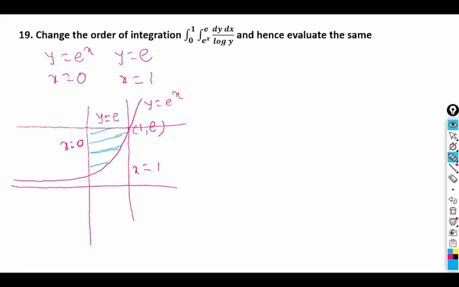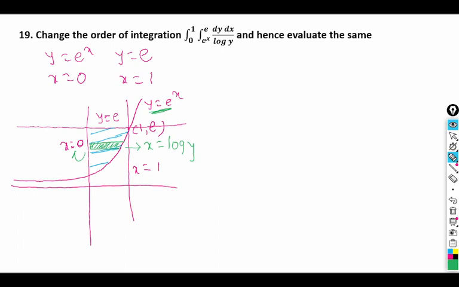In this region, see the original order, y has the variable limit. Now we have to make x the variable. So we should take a horizontal step. So we have to make the order dx dy. Now the left end touches x equal to 0 and the right end touches x equal to log of y, because y is e raised to x, then x is log y. That's one.